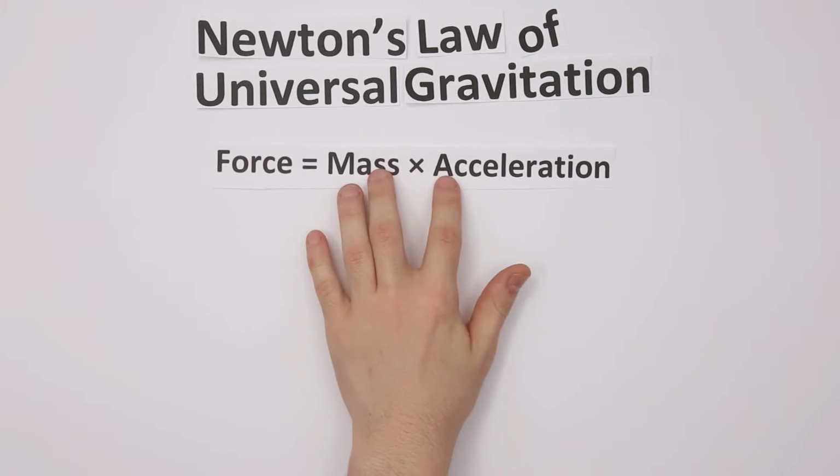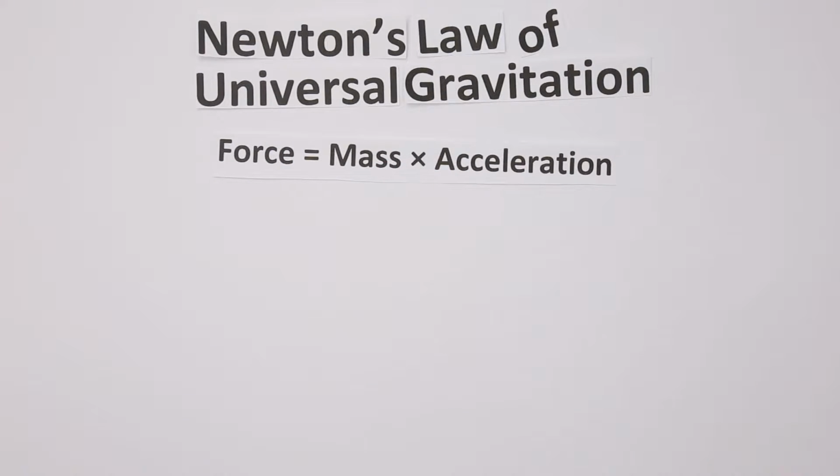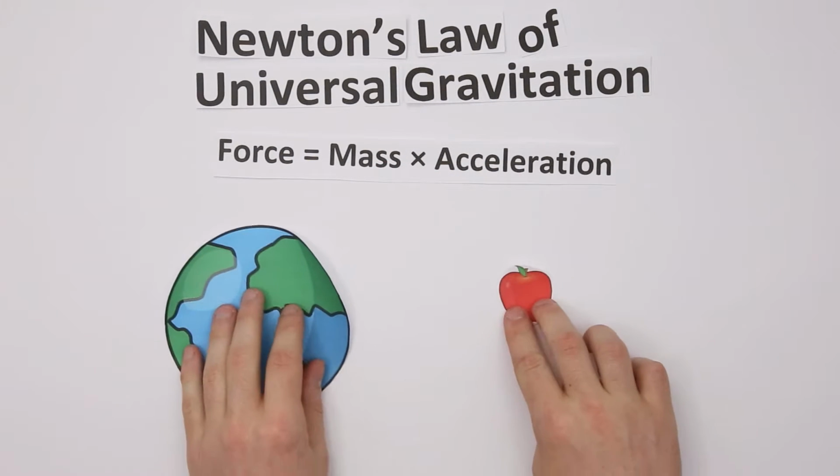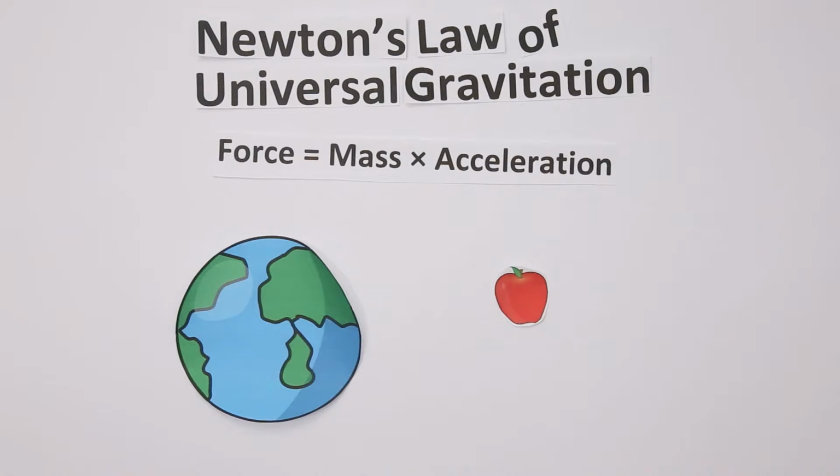Now, in the previous episode, we determined that force equals mass times acceleration. So when the apple did fall from the tree, we know that the Earth is imparting a force on the apple, causing it to fall. Now, the key part of Newton's law of universal gravitation is that the apple also pulls on the Earth with the same force as the Earth pulls on the apple.